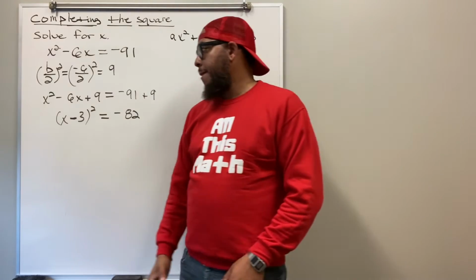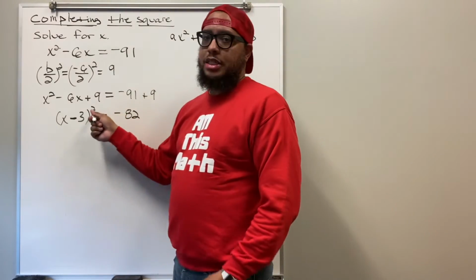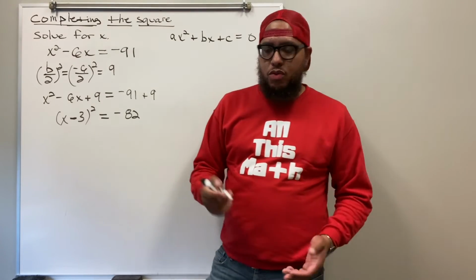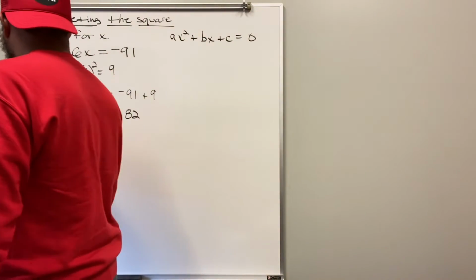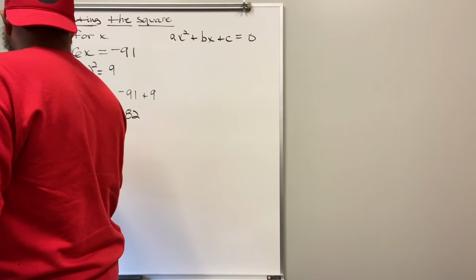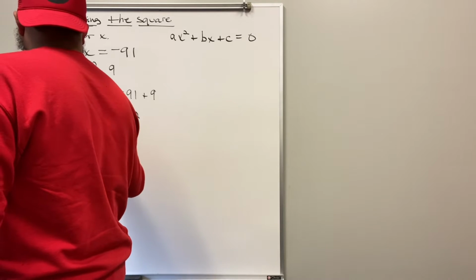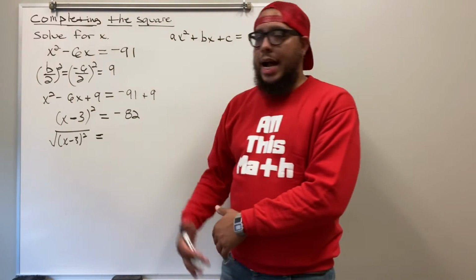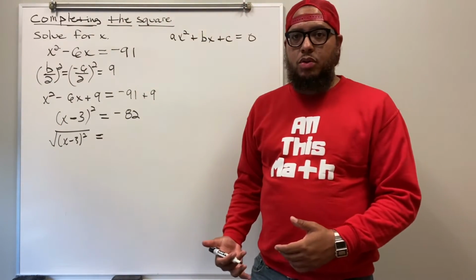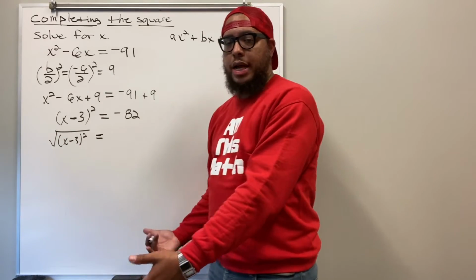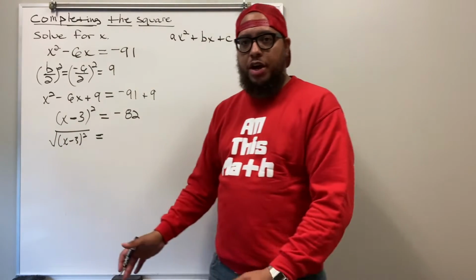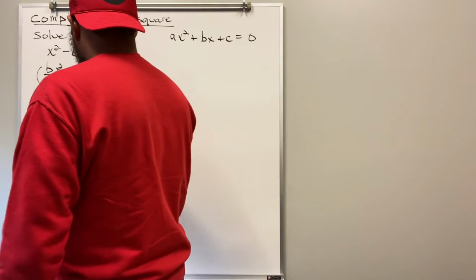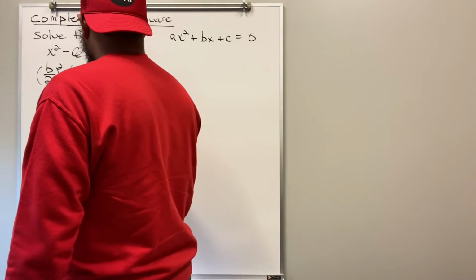So the way we get rid of this exponent is by doing the opposite, or the inverse operation. We take the square root. So it looks like this. The square root of the quantity x minus 3 to the second power is equal to, now, because I took the square root on the left-hand side, I got to take the square root on the right-hand side. Whatever I do on the left, I got to do on the right. I got to keep it balanced, keep it fair. Think about fairness, equality, equity, all that. Balance. So it's going to look like this, the square root of negative 82.